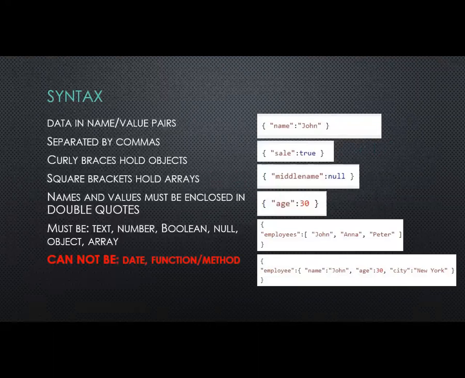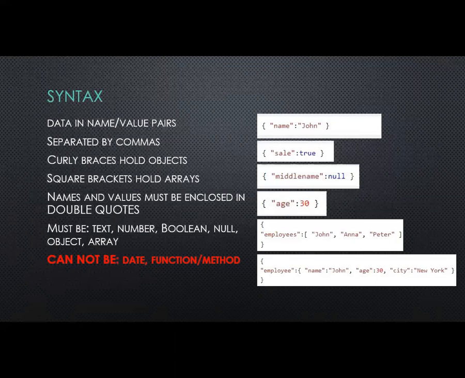So the syntax is your data is in name value pairs. It's separated by commas. Curly braces hold objects, and square brackets hold arrays. So all of that is just like JavaScript. Unlike JavaScript, both the names and the values must be enclosed in double quotes, and the double quotes are very important. Single quotes will not work with JSON. The data must be a text, enclosed in double quotes, number, Boolean value, null, an object, or an array. You'll see that the Boolean value, the null, and the number do not have to be in quotes.